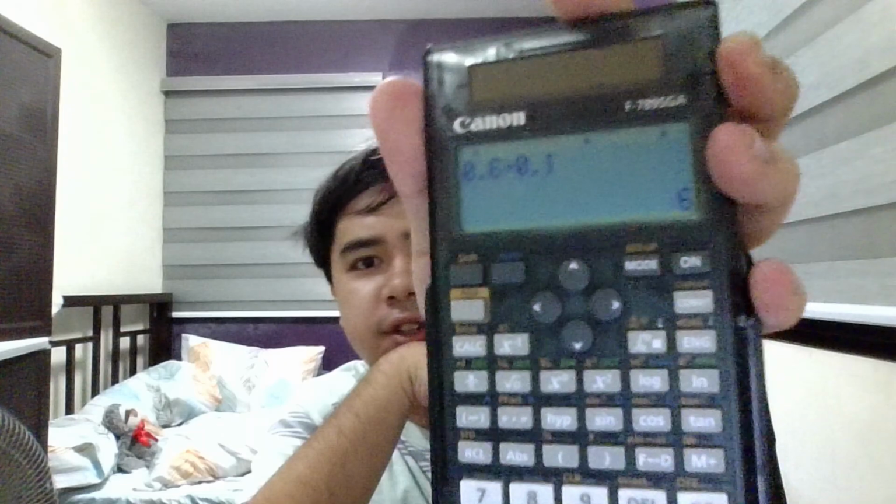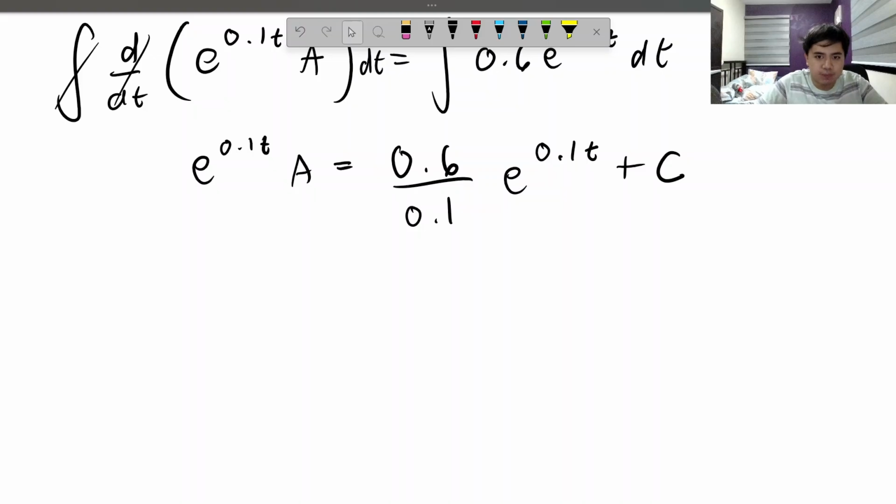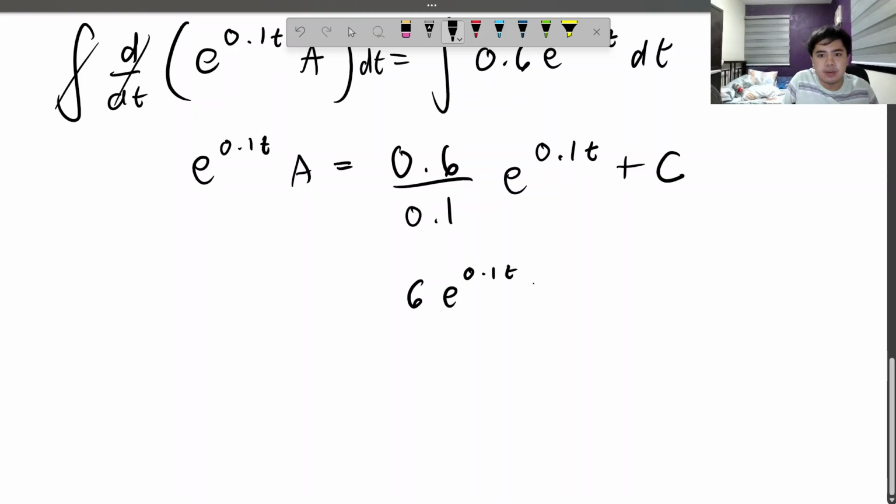I believe if we check the calculator, if you're not sure, you can always check the calculator. And don't worry, the greatest engineers do this too. They check the calculator for 1 plus 1, really. And 0.6 divided by 0.1 is equal to 6. That's equal to 6. Let's go back. So this is 6 e to the 0.1 t plus c.